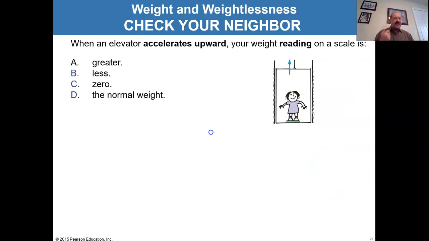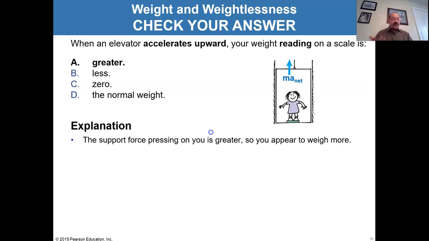All right, so when an elevator accelerates upward, we've already talked about this, your weight reading on a scale is A, greater, B, less, C, 0, D, your normal weight. Okay, so you're accelerating upward. What's happening? The floor is pushing up against you, and you feel this increased support force under you, this increased N. Your force of gravity is still exactly the same, but for that moment of that acceleration, your normal force is greater than your weight, and you feel heavier as a result. And therefore you'll see a greater reading on the scale, because the support force pressing you is greater in that moment when the elevator lurches upward.